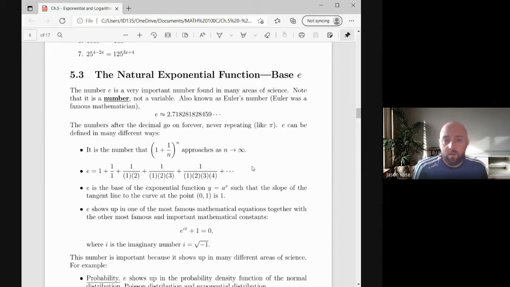It's a number, it's Euler's number. Euler was a famous mathematician. And it's approximately 2.718281828459... It goes on forever and ever and ever, never repeating.